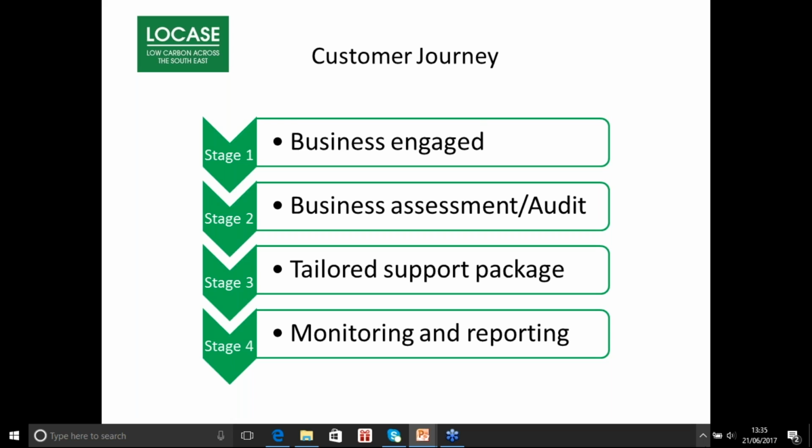The monitoring and reporting bit is, I suppose, the less interesting bit, and that's where we have to get lots of papers signed for our funders, but it's a necessary thing that we need to do. So expect to have a few bits of paper to sign when you've had your grant.